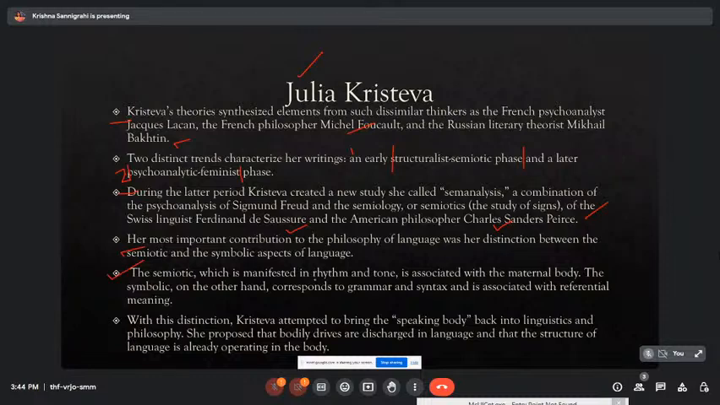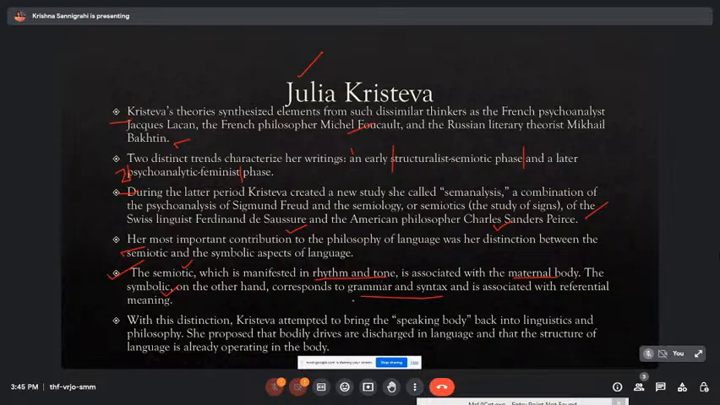What is the semiotic? It is manifested in rhythm and tone, and is associated with the maternal body. What is the symbolic? The symbolic, on the other hand, corresponds to the grammar and syntax, which is associated with referential meaning. So she differentiates between the semiotic and the symbolic aspects of language. By semiotic, she is referring to the rhythm and tone, and by symbolic, to the grammar and syntax in the text.